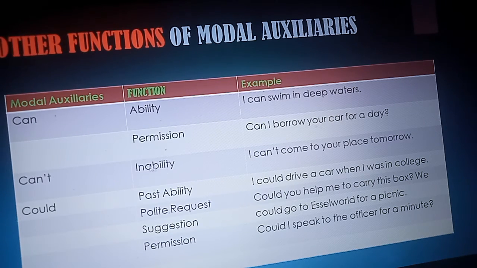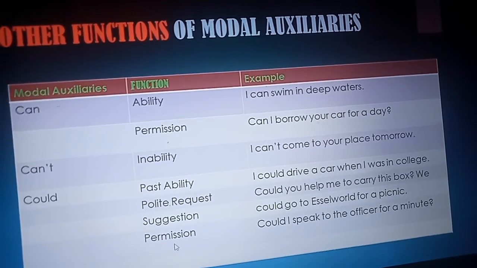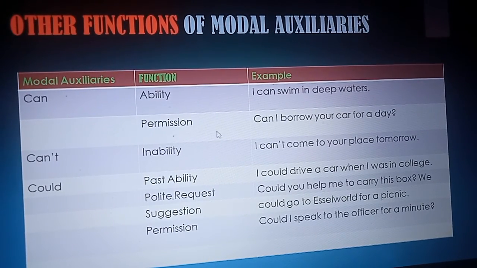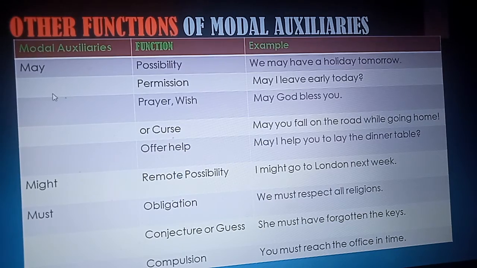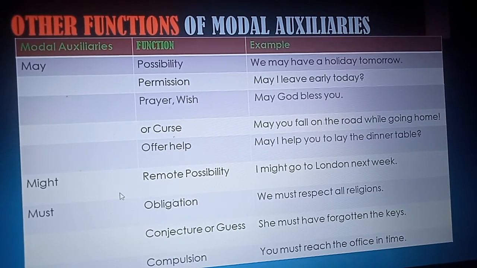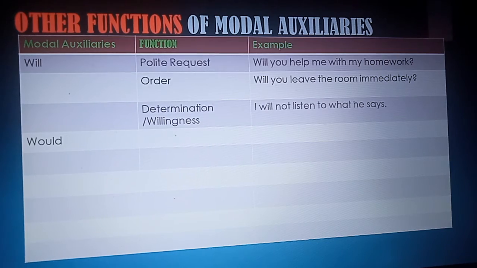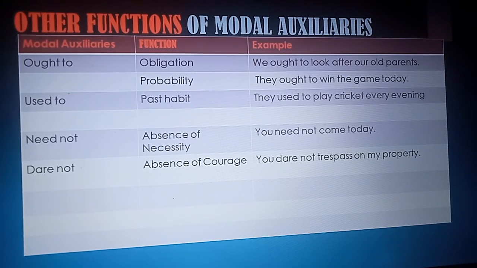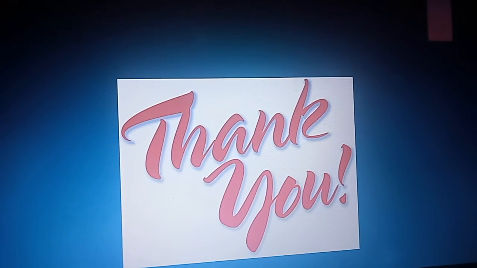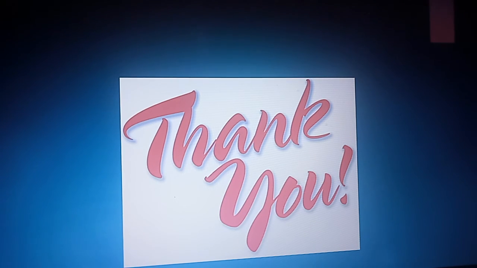Likewise, can't is a modal auxiliary verb used for denoting inability, and could is used for that same ability in the past. Again, could is used for polite requests, suggestions, and permission. Likewise, the examples are given here, and you may pause the video and study in detail. Likewise, other examples of modal auxiliary verbs are given: may, might, must. Again, you can see the details. As I said in the previous video, I'm going to share the same PPT, and if you have any doubts, you can call me anytime. So these are the other functions of modal auxiliaries. I hope you have got the information about the basic functions and other functions of modal auxiliary verbs.